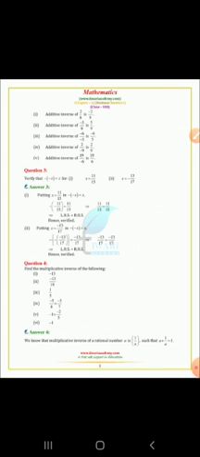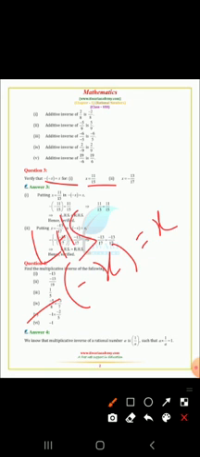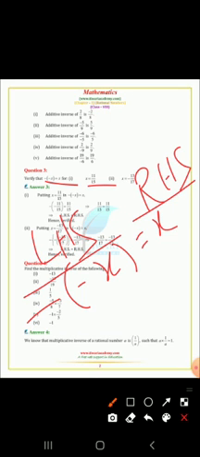Next one is, verify that minus of minus x is equal to x for x equal to 11 by 15. So minus of minus x is equal to x, that is what we need to prove. First take LHS, then take RHS. When you find that LHS is equal to RHS, then you can write that hence proved.